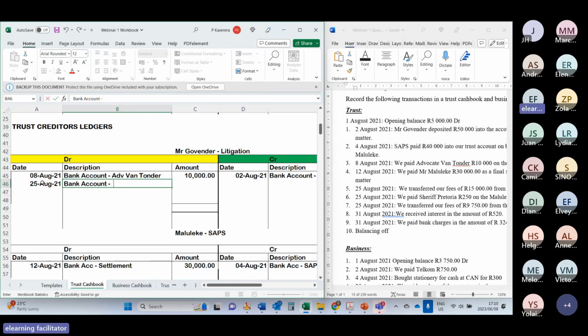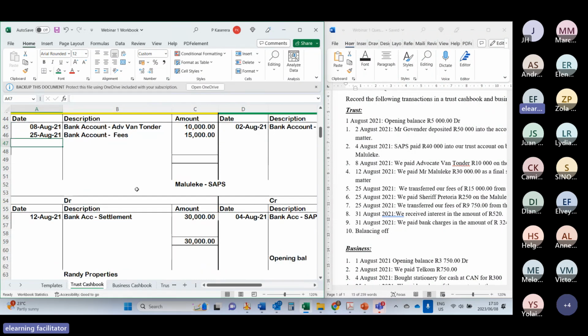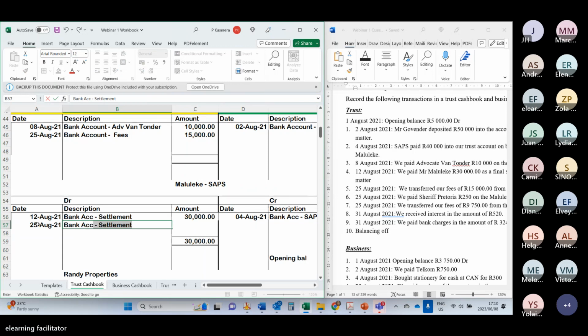So it's our fee. And then how much? 15. Just like that. And we paid the sheriff 250 for the Maluleke matter. So you go to the specific matter and you process. And now we are paying the sheriff. Okay, how much? 250. And then we transferred our fees of 970, okay, in the Maluleke matter.